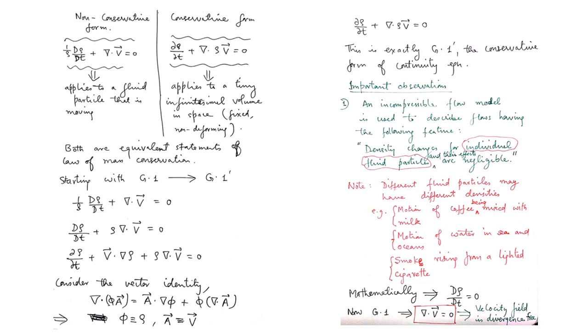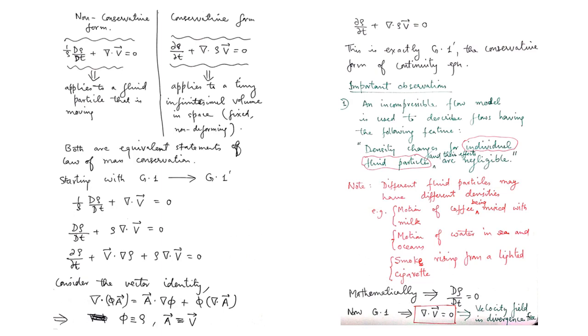Now both are equivalent statements of the same principle, so it is expected that if you start with G1, you should be able to arrive at G1 dash. Okay, this is what we expect. So let us see whether this applies or not. Yes, so we start with G1, and so simple algebraic manipulation in the second step, and in the third step what I am doing is that I am opening the material derivative. Okay, so material derivative d rho dt is local derivative del rho del t plus v dot grad rho.